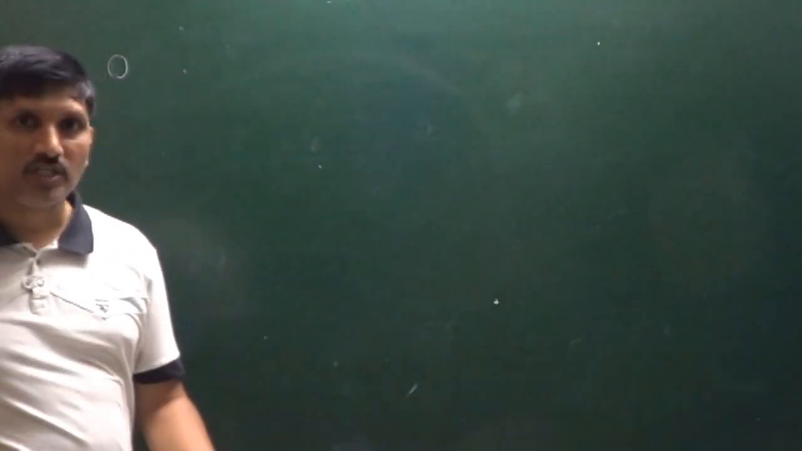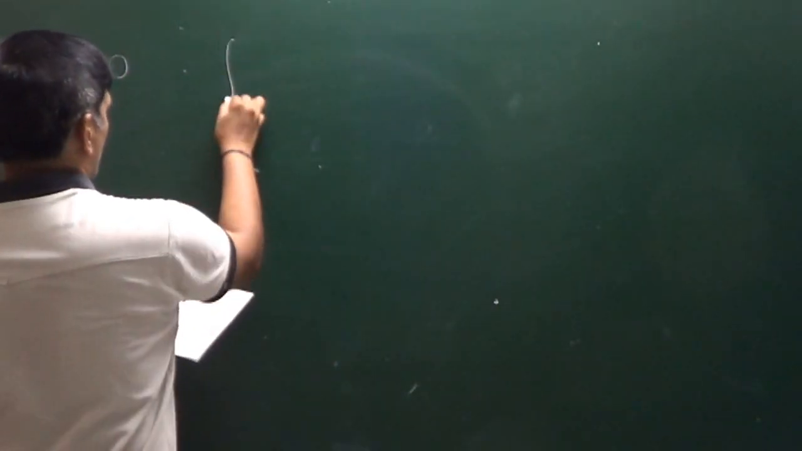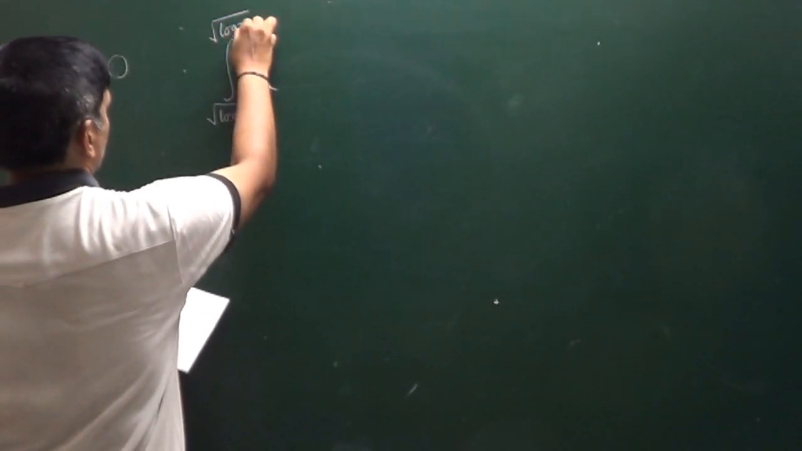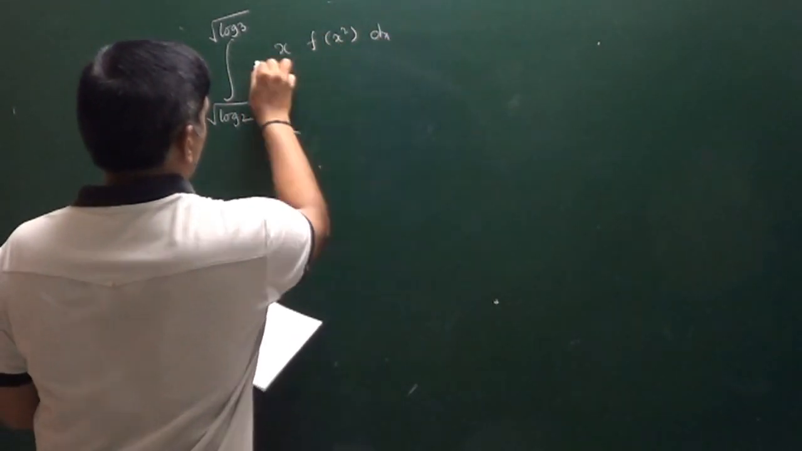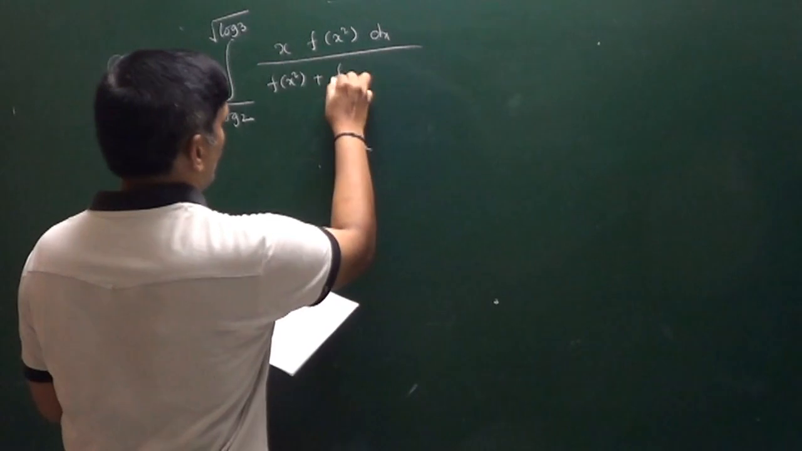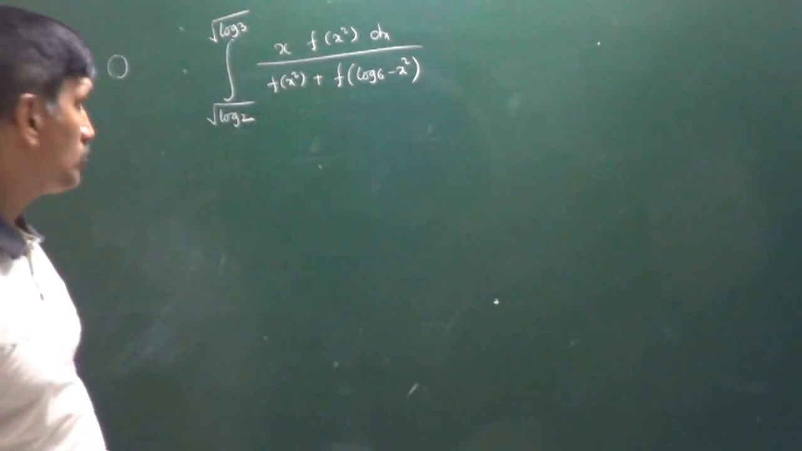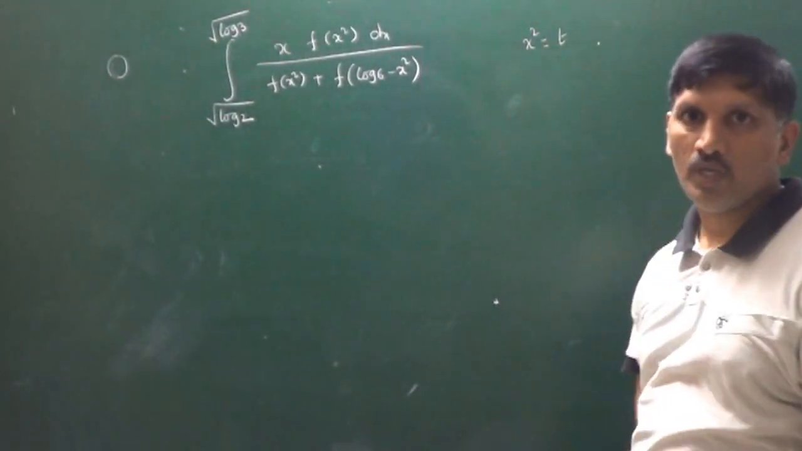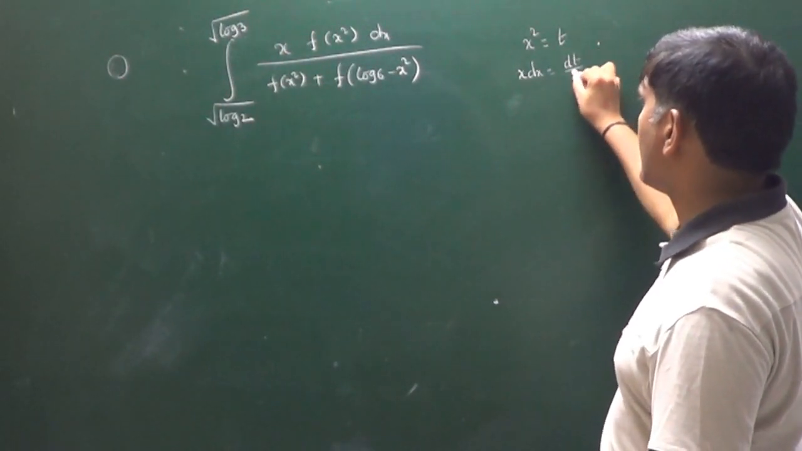Based on this information, I want to discuss a question given in previous years. This is the question: integration from root log 2 to root log 3 of x f(x square) dx divided by f(x square) plus f(log 6 minus x square). What I am doing here is taking the substitution x square is equal to t. X square is equal to t means you will get x dx is equal to dt divided by 2.